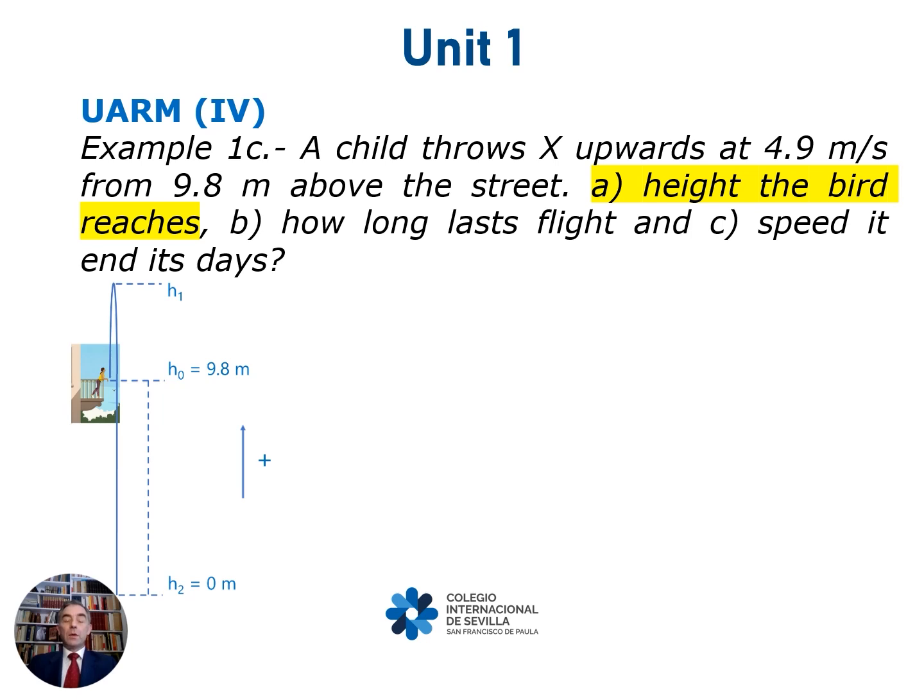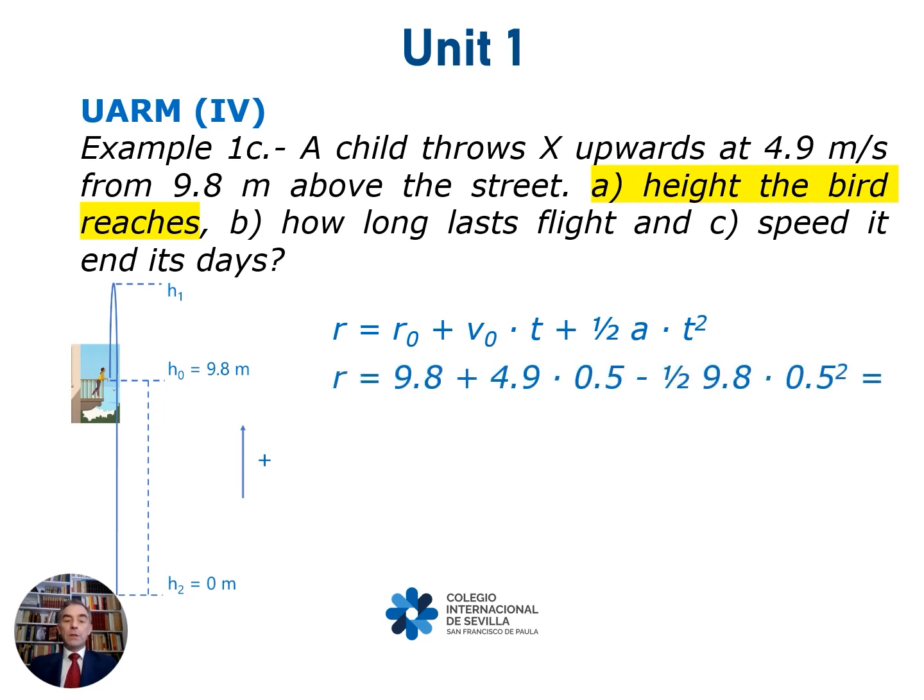Now that we know the time it takes for the bird to reach the maximum point, we can calculate the value of that point. We know that in the uniformly accelerated rectilinear motion, the position, depending on time, is given by the expression position r equals initial position plus initial speed times time plus half the acceleration times the time squared. If we replace the values, we have position equals 9.8.